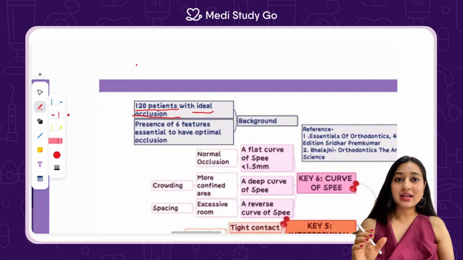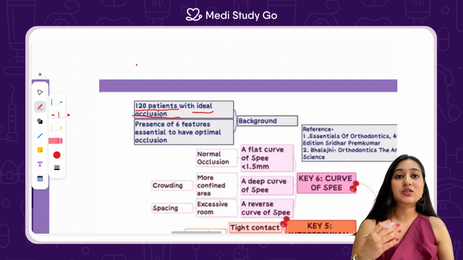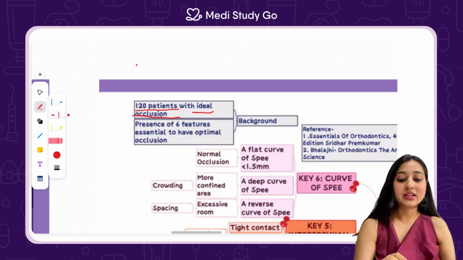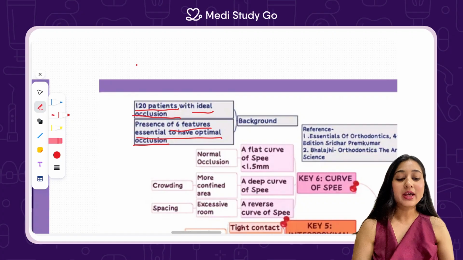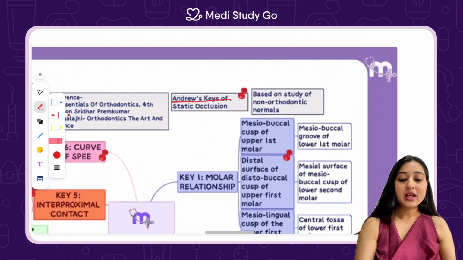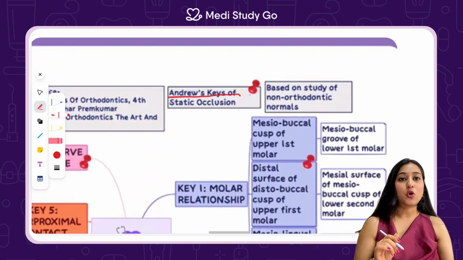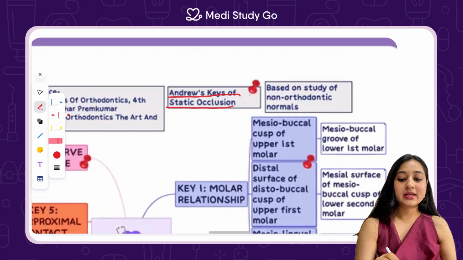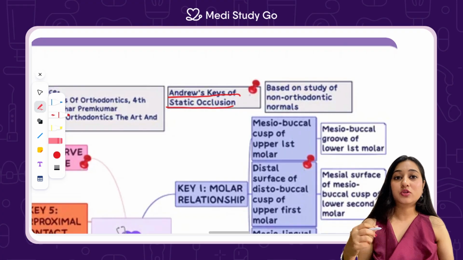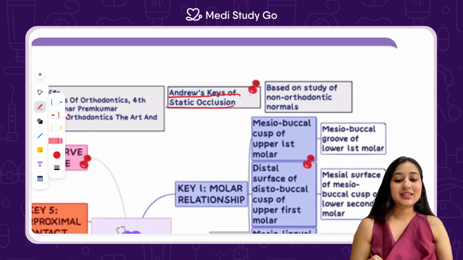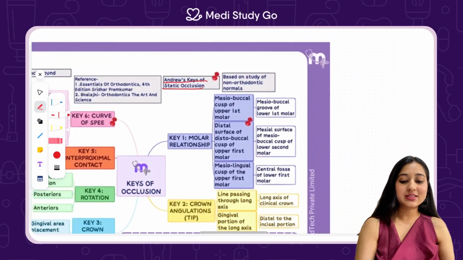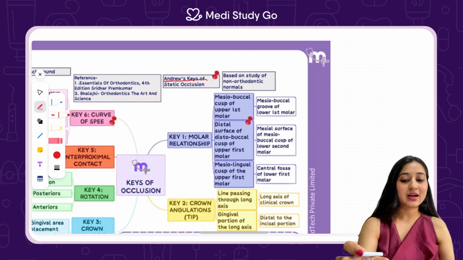So he studied the positions of the teeth as well as their entire dentition and their occlusion, and he identified the presence of 6 features that were essential to having the optimal occlusion. And this is how he came up with and proposed the 6 keys of static occlusion. When we say static, it does not take into account the jaw movements. This is only the 6 keys to a static occlusion. So now let's see one by one what these 6 keys are.